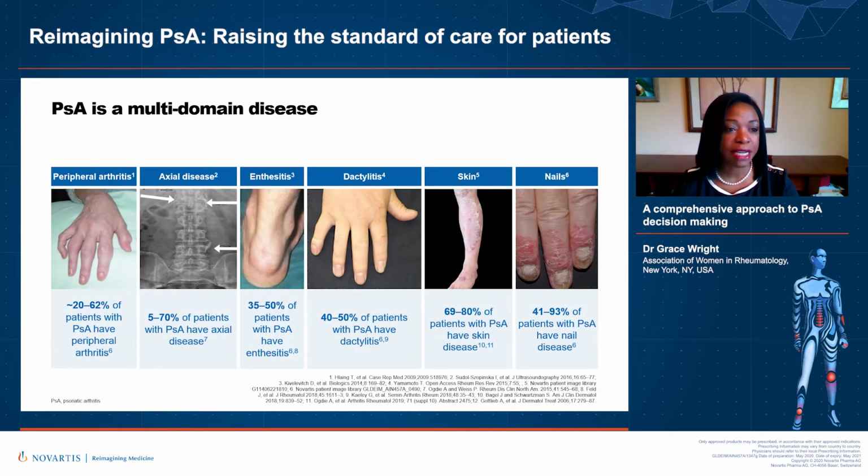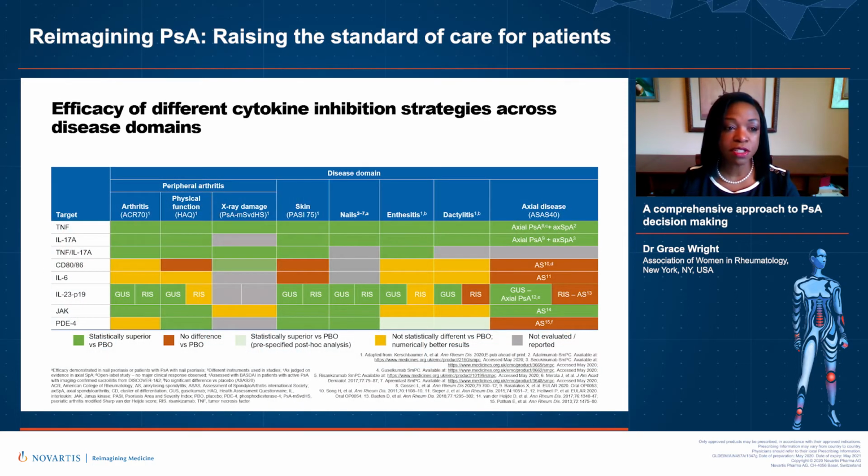So psoriatic arthritis is a multi-domain disease, and we know that patients can present with one or all of these manifestations, which include peripheral arthritis, axial disease, enthesitis, dactylitis, skin, and nails. We also understand that the efficacy of various cytokine inhibition strategies varies across these domains.